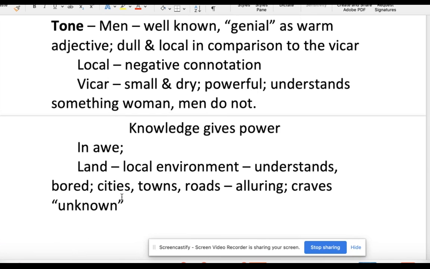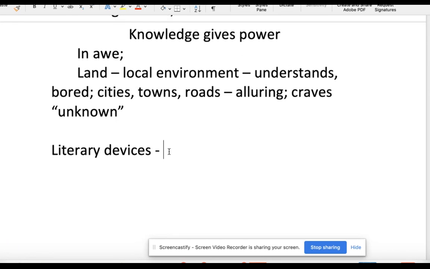Other devices we talked about, there's certainly no doubt that there's a lot of comparison, and comparison can set you up to have a sort of metaphorical relationship. So the vicar is like the man, and the men are like the bull. They're stronger, but man can lead a bull around. Man can control a bull. So we've got comparisons that become metaphors, maybe as metaphor. I think that's really important.